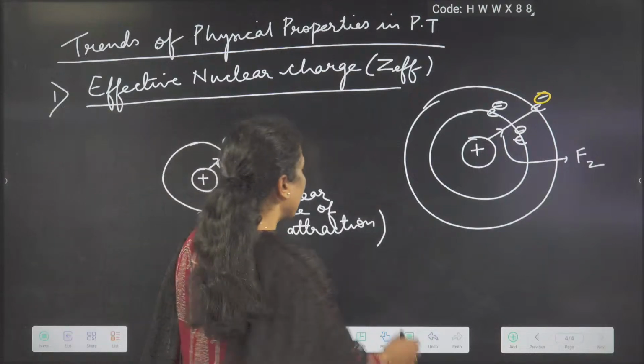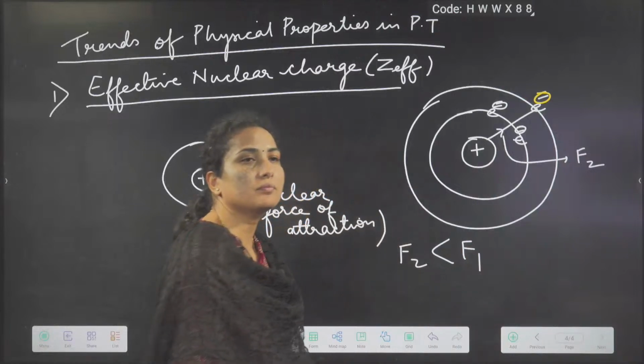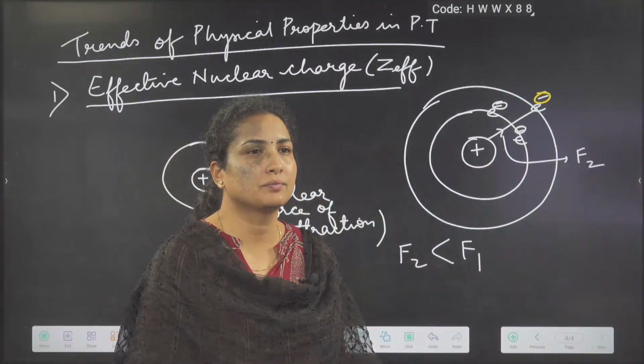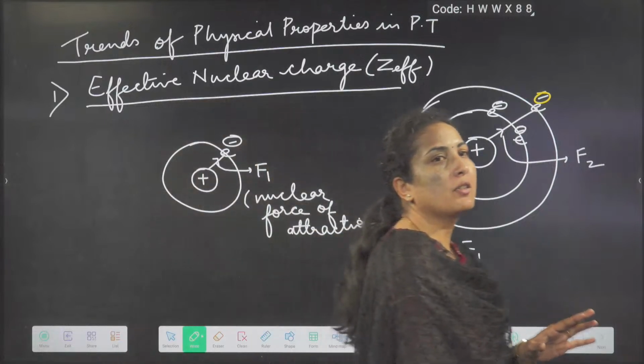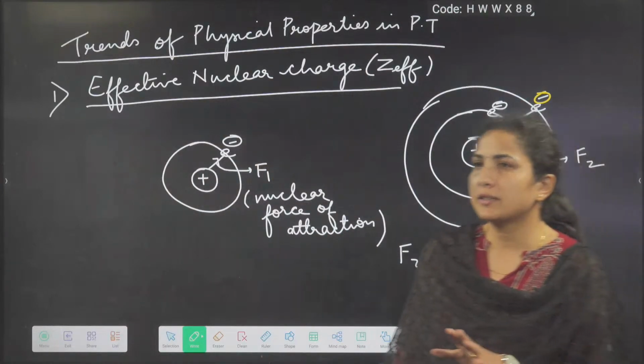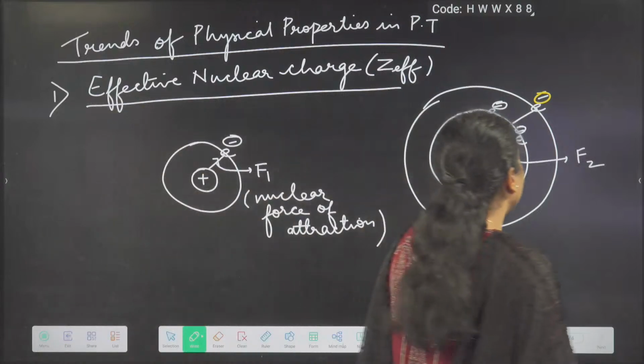Correct, Tanishka. So I'm saying that F2 is lesser than F1. Right? Now, correct. F1, everybody has answered correctly. F1 is greater, F2 is lesser. Very good. Right? Now, one more thing here.